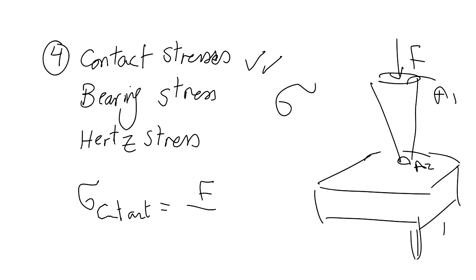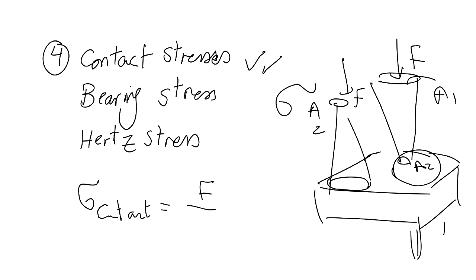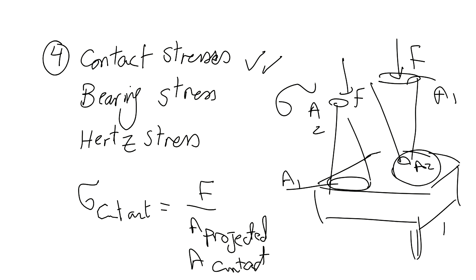We are always, guys, looking for the contact area, which is A2. It doesn't matter if it's big or small. In another scenario, what if I did something like this? Same force, A2 becomes up there and A1 becomes down there. I flip it over, so A1 is upside down. To make our life easy, just say F divided by the area projected, or area of contact. You got it? Okay.